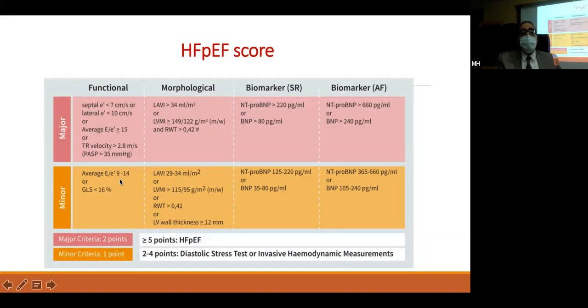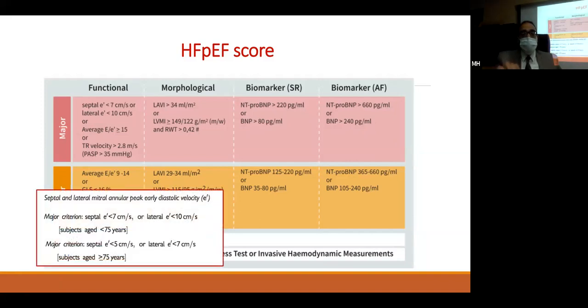But importantly, in this report they clarified that this is valid for patients aged less than 75. But if the patient is aged 75 years or more, the values become lower. So the septal E prime velocity should be less than 5 to be considered a major criterion, and the lateral E prime velocity should be less than 7 to be considered a major criterion in patients aged more than 75, because all these velocities are age dependent and decrease with age.